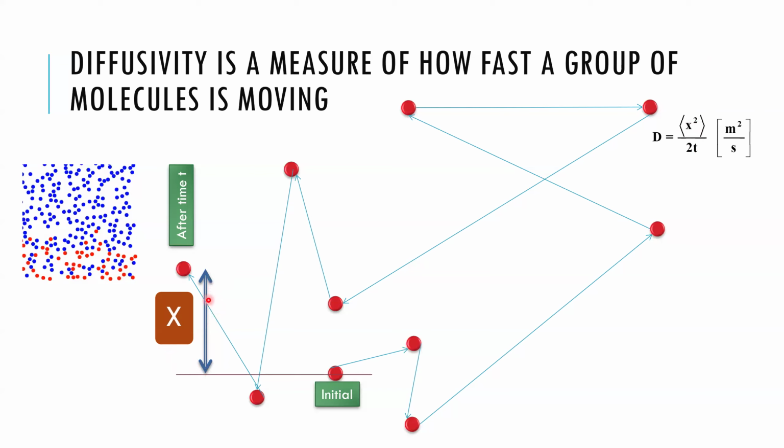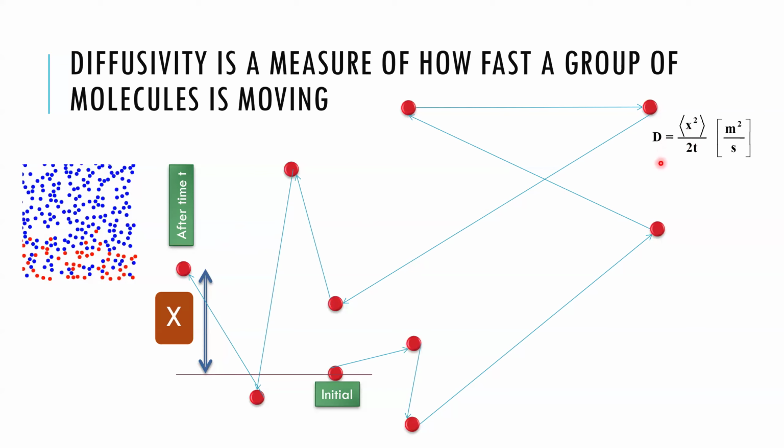So again, to repeat, x is the distance moved by this one molecule. I take it and square it. Then I take the movement of another molecule. I find the distance it has moved over the same time and square it. And I take the average of those x squared and then divide by 2t. That is really what the diffusivity means.